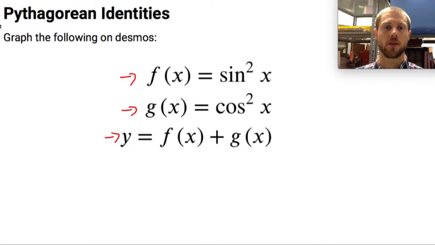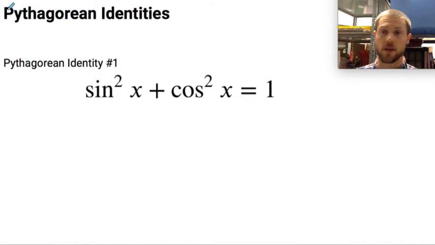That means that the following identity is true. This is Pythagorean identity number 1: sine squared of x plus cosine squared of x equals 1. Now why is this called the Pythagorean identity? Well, let's think about the unit circle.